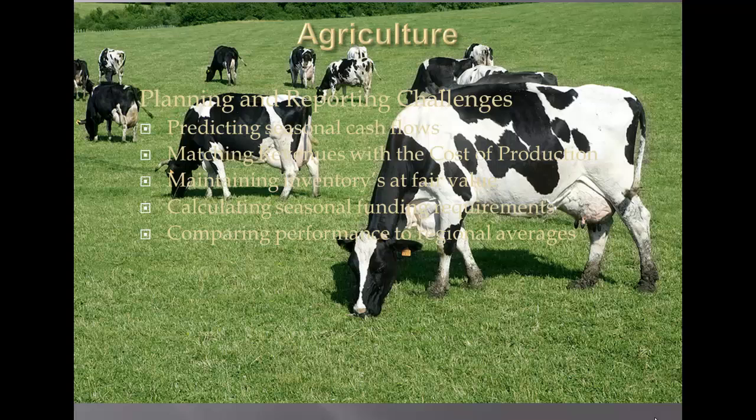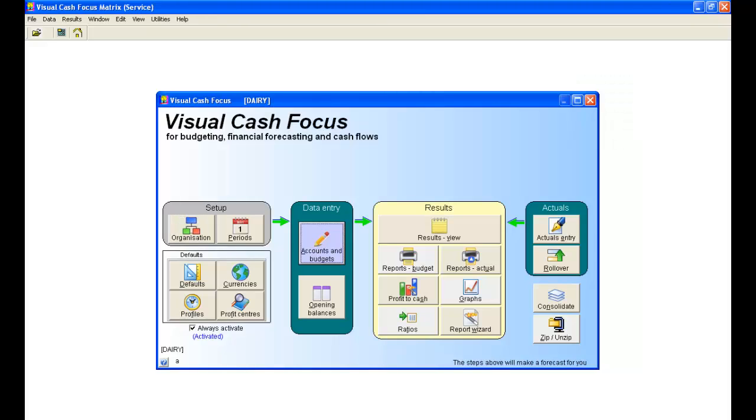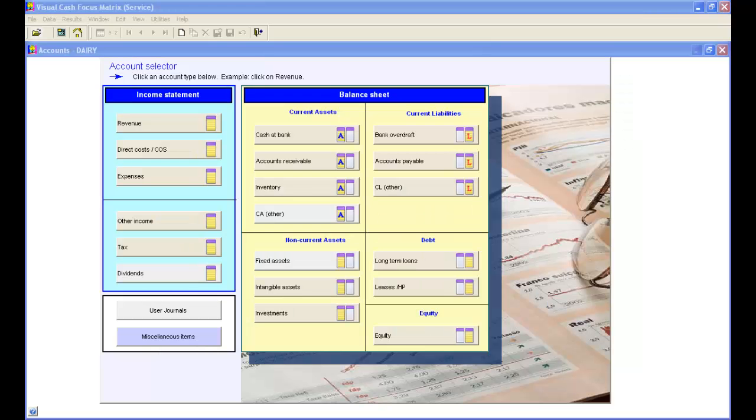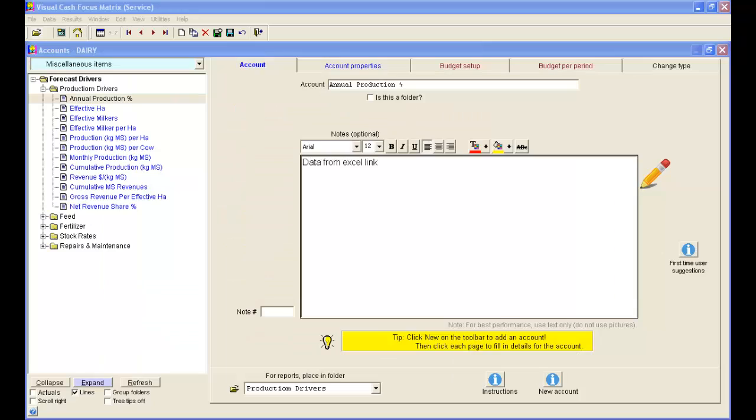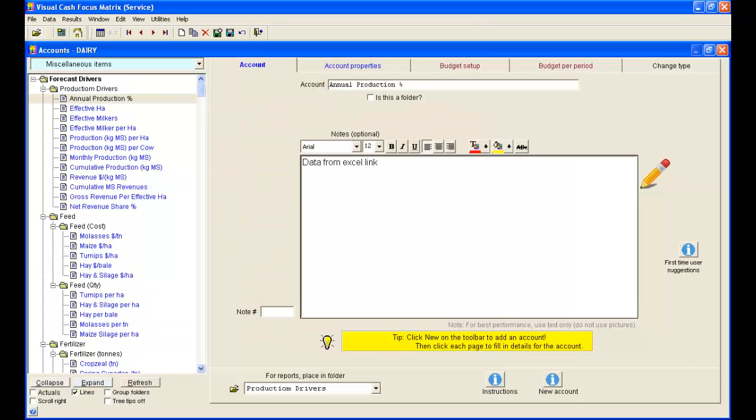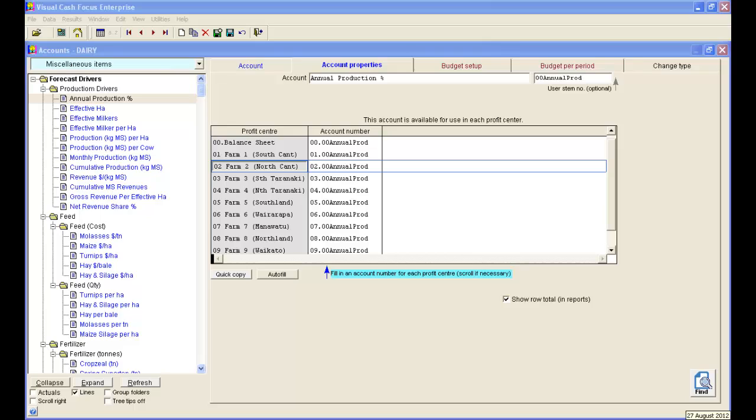So let's now look at an example of a corporate dairy farmer and see how driver-based forecasting solves their planning and reporting issues. Going into the software, we'll first look at the key operational drivers. Here we can see 10 dairy units called Farm 1 and Farm 2, etc., located in differing regions. Although there is a common ownership in this example, each entity would normally be a separate business model.